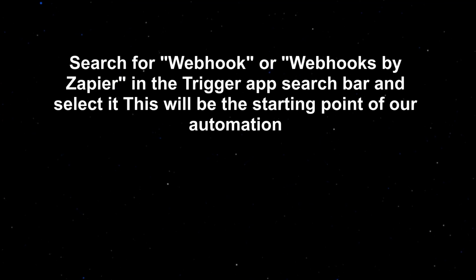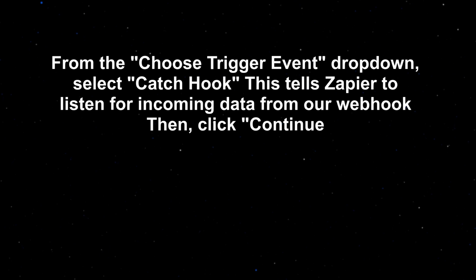Search for Webhook or Webhooks by Zapier in the Trigger App search bar and select it. This will be the starting point of our automation. From the Choose Trigger Event dropdown, select Catch Hook. This tells Zapier to listen for incoming data from our webhook.